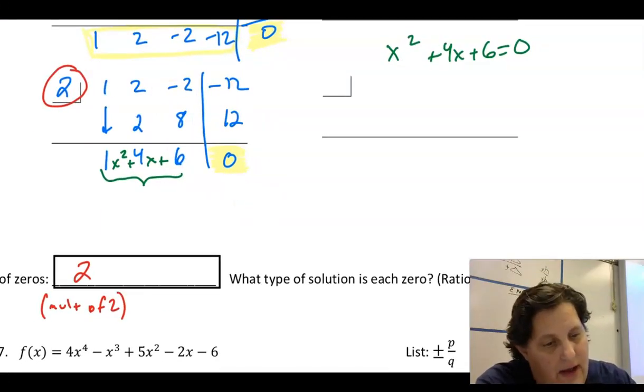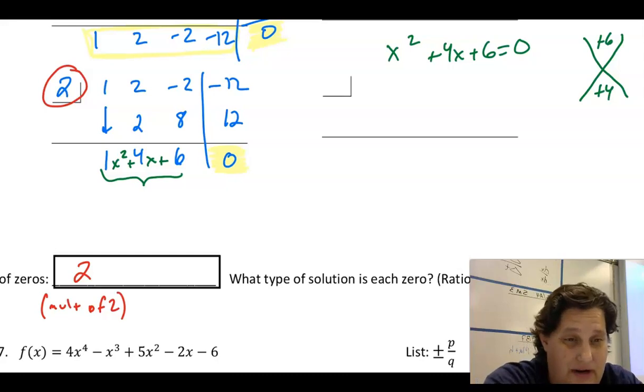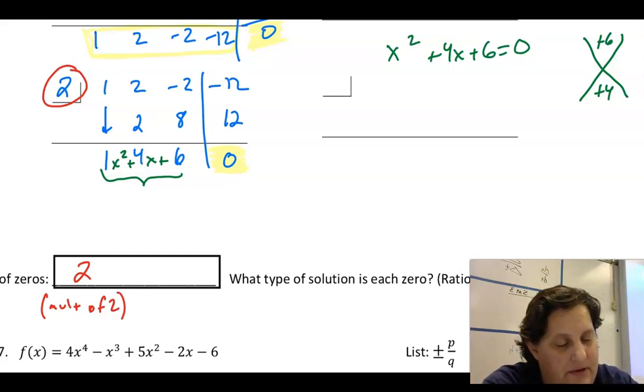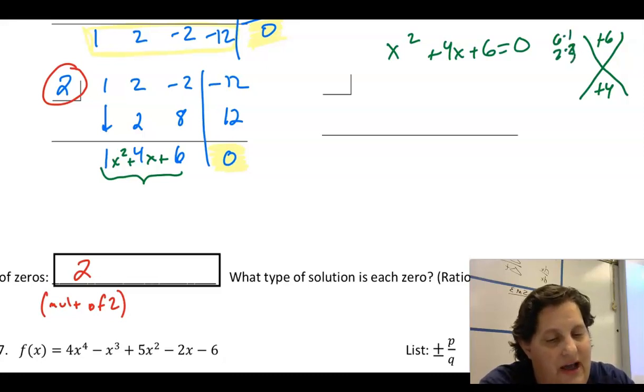Okay, so first I would try factoring, because we always want to at least try factoring first. I already know it's not going to work, and I'll tell you in a minute why I know it's not going to work. As I look at this, what multiplies to make 6? So like 6 times 1, 2 times 3. Nothing adds to make 4. So you guys, this is not factorable. Factoring is not going to work for me.